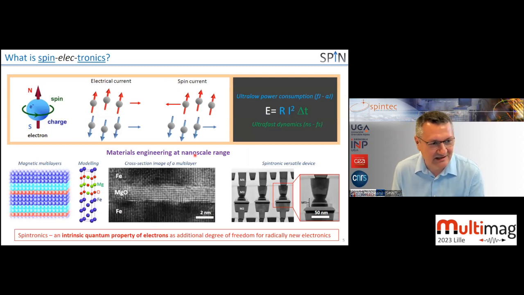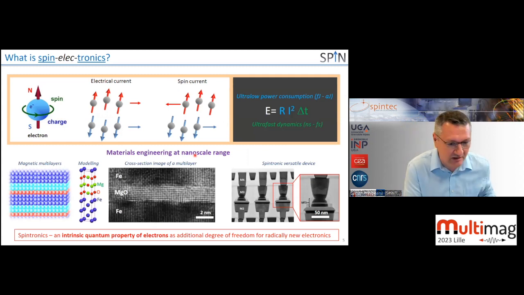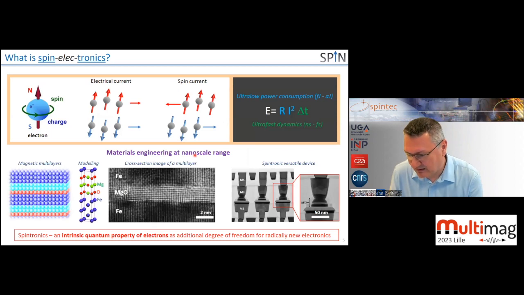I will not explain what spin electronics is, since the workshop is on that. But of course, this is the way we are motivating, with respect to the microelectronic industry and the national policies in terms of funding for research, what spintronics can bring. There are several positive aspects in terms of power consumption. Using spin currents can have a positive impact on that, and we can manipulate them with ultra-fast dynamics.